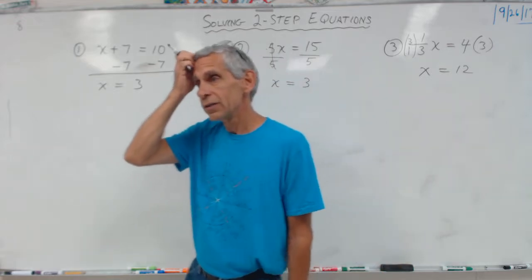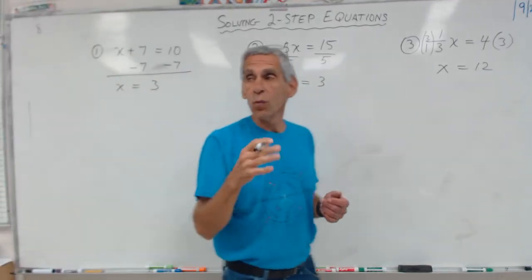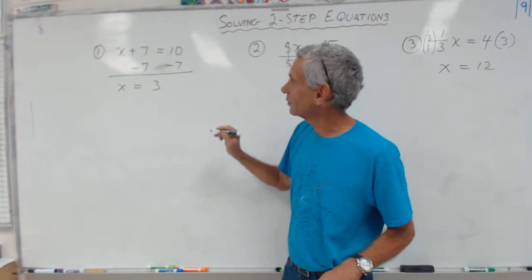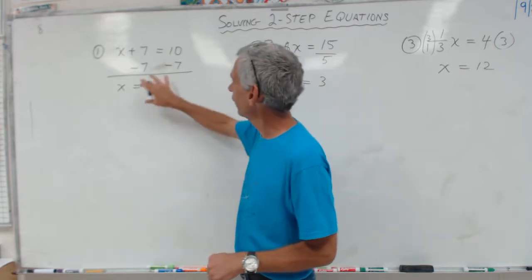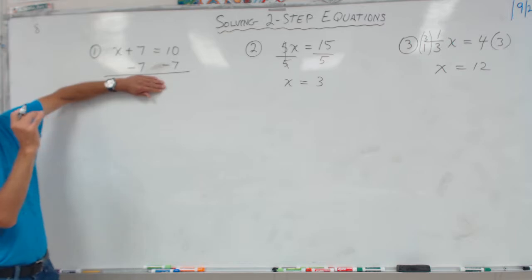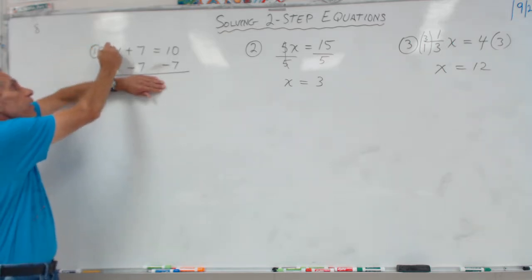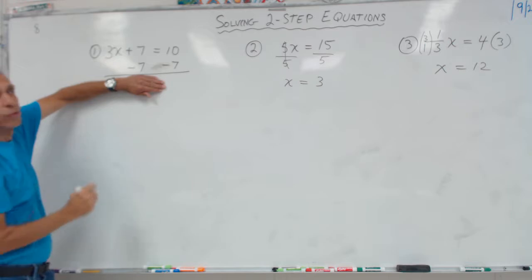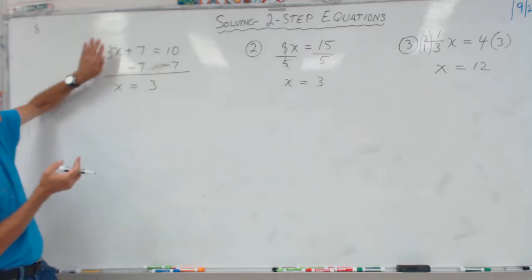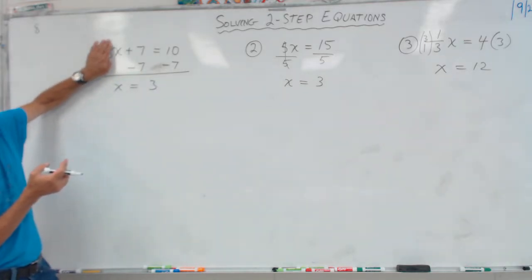Pretty straightforward. Now, with two-step equations, what you'll see is something like this. Instead of what we see here, I'm going to cover this up for a second and put a 3 right here. So now we have 3x plus 7 is equal to 10. Now you solve it exactly like you solved a one-step. You just pretend it doesn't have that 3 in front of the x for a second.